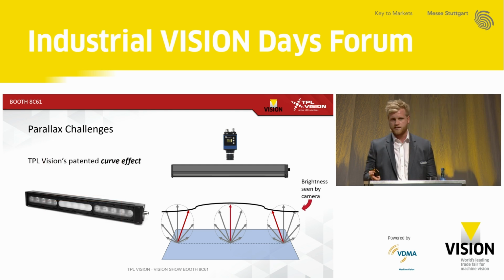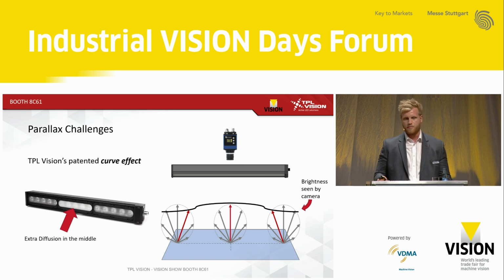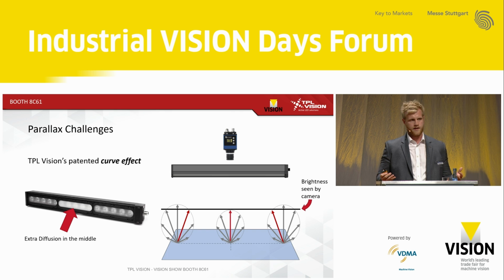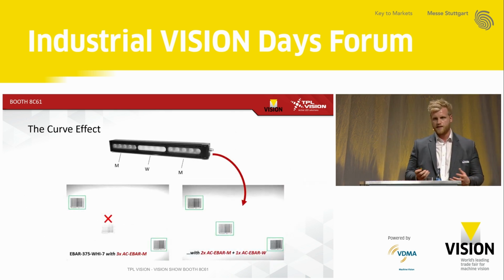We have a solution for this at TPL Vision, where you can use angle changers and you can diffuse the light. You can create different diffusions along the length of the bar light. So you could diffuse the light in the middle to balance out this lighting effect and get a much more uniform light output. And lots of TPL Vision's customers take advantage of this to make sure that they get really uniform lighting on their field of view.